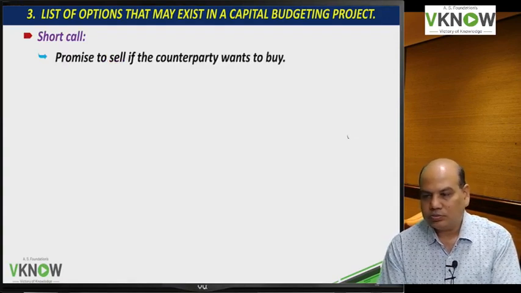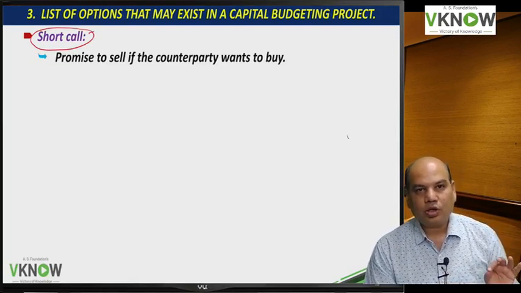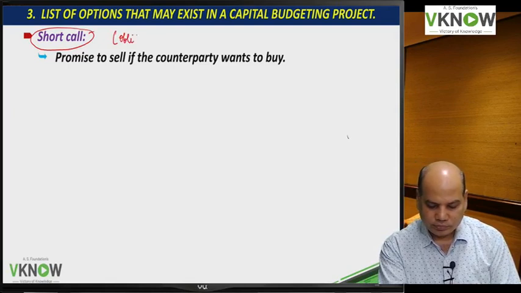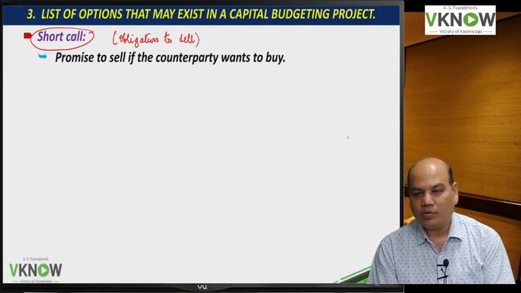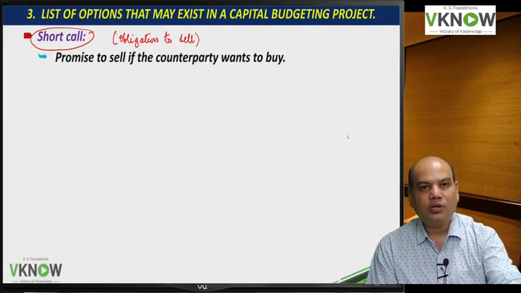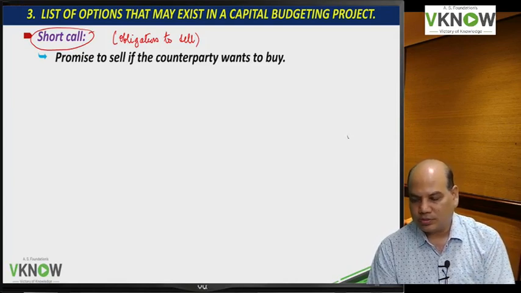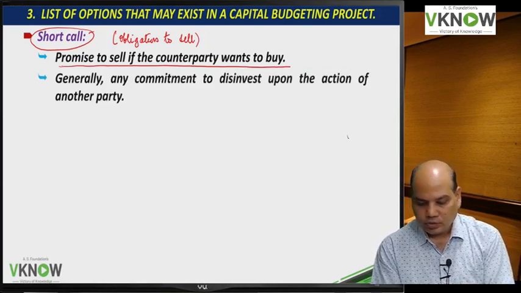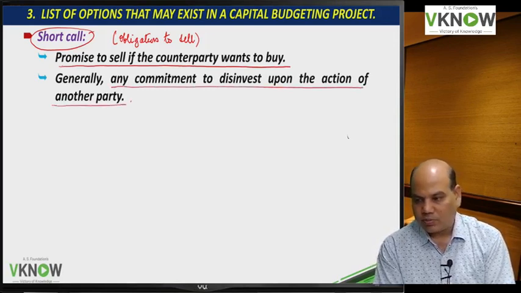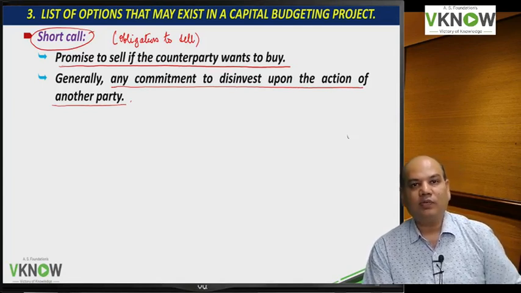Then there is a short call. Have you studied short call? Short call means when you write a short call, you have an obligation to sell. Obligation to sell means you have sold one right to another party who is a call option holder. You are a call option writer. If the other party wants, you will have the obligation to sell. That is the meaning of short call. Promise to sell if the counterparty wants to buy. Generally any commitment to de-invest upon the action of another party. So here you have promised the other party, if he wants, I will sell the asset to him.